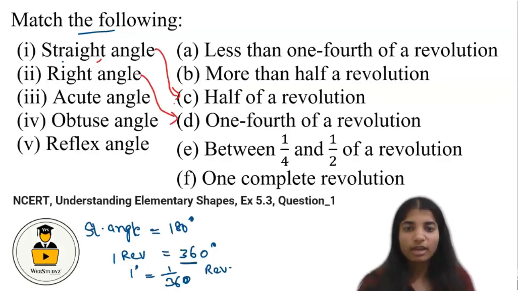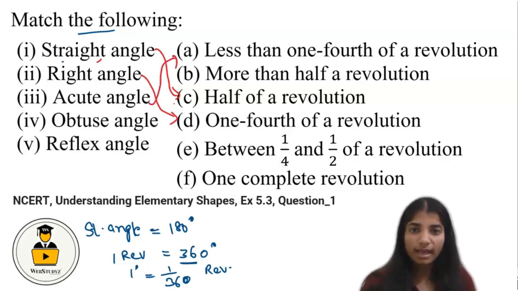Next is the acute angle. Acute angles are those angles which are less than 90 degrees. So the revolution for them is less than 1/4 of a revolution. That is part A. Next is the obtuse angle. Obtuse angles are those angles which are greater than 90 degrees but less than 180 degrees. Greater than 90 degrees means their revolution must be greater than 1/4, but less than 180 degrees means it must be less than 1/2. So they lie between 1 divided by 4 and 1 divided by 2 of a revolution. Next is the reflex angle. A reflex angle is greater than a straight angle or 180 degrees. So the revolution for that is more than half.